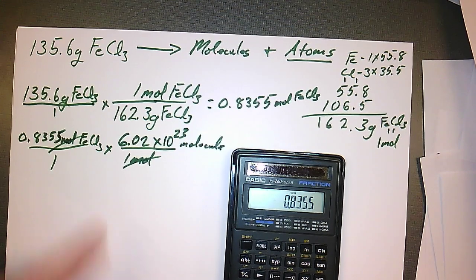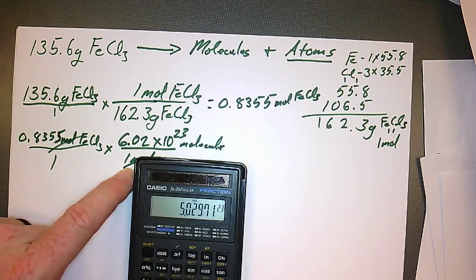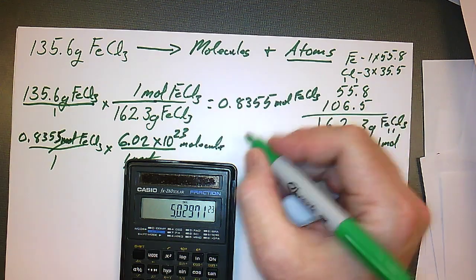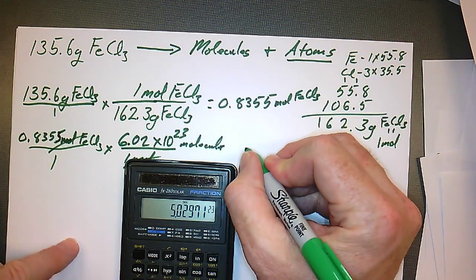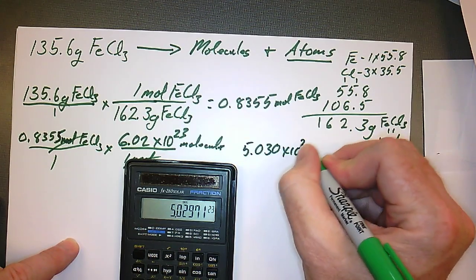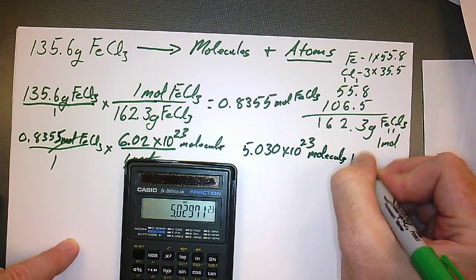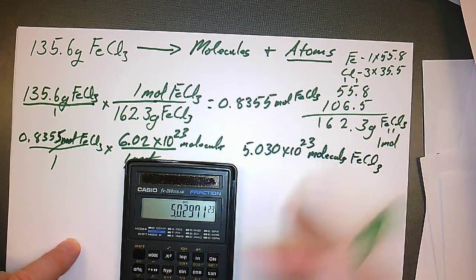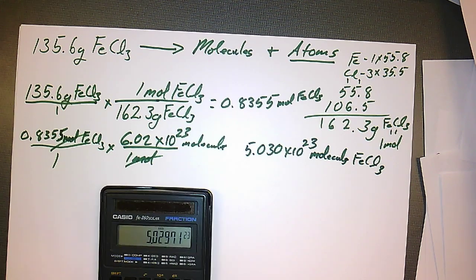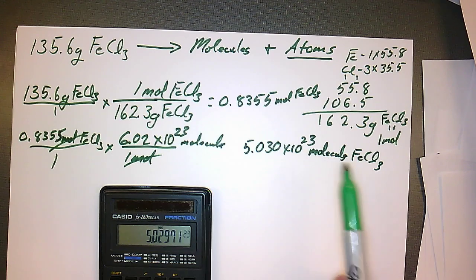0.8355 times 6.02 to the 23rd, and I get 5.029, but that's going to round up, so 5.030 times 10 to the 23rd molecules FeCl3. All right? And before I show you how to do this in one problem, I want to go ahead and answer the second part, because the second part was atoms. Right now we're in molecules, right?